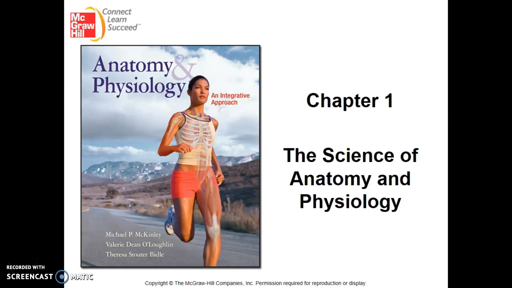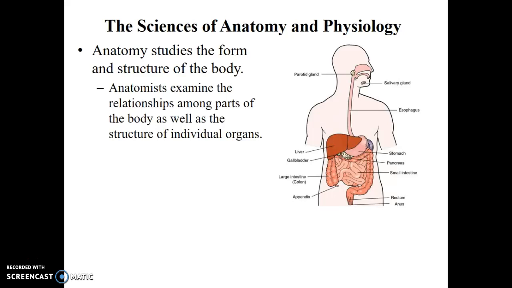Well, welcome to Chapter 1. In Chapter 1, we're going to talk about what anatomy and physiology are, so what the terms mean, how they're related. Then we're going to get into some basic characteristics associated with all living things, as well as all of the systems that make up the human body.